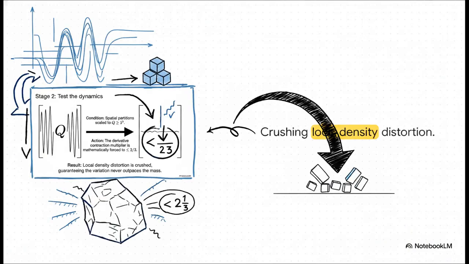By utilizing two-adic Lasota-Yorke contraction properties, the operator mathematically forces the derivative contraction multiplier to be less than or equal to 2/3. When spatial partitions are scaled to be greater than or equal to 2 cubed, something pretty remarkable happens. The local density distortion is just completely crushed. This is absolutely crucial because it guarantees that the output variation remains bounded and never, ever outpaces the mass.